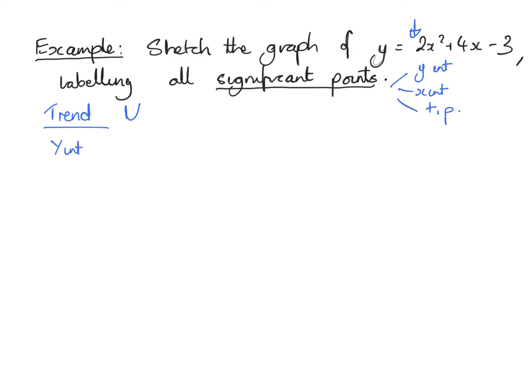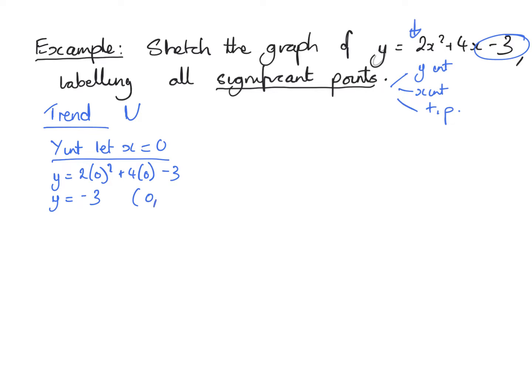Y-intercept, you're going to let x equal to 0. Letting x equal to 0, you get y equal to 2 times 0 squared plus 4 times 0, take away 3, and obviously y is negative 3. And we know that we can read that off from our equation much easier. So when x is 0, y is minus 3.